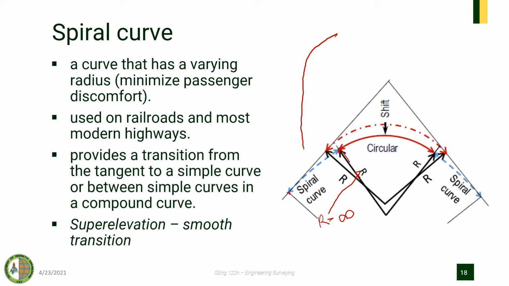The transition changes gradually. So this design is used on railroads and most modern highways. And also we introduce the super elevation. Super elevation is somehow like a banking curve, right?